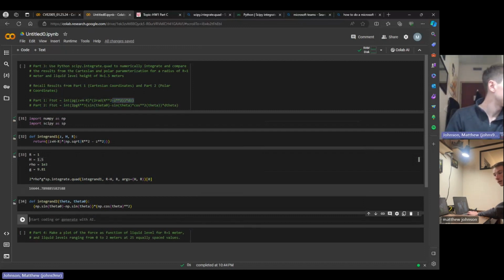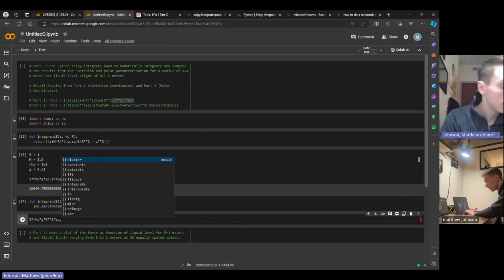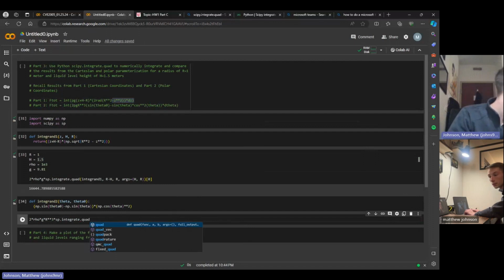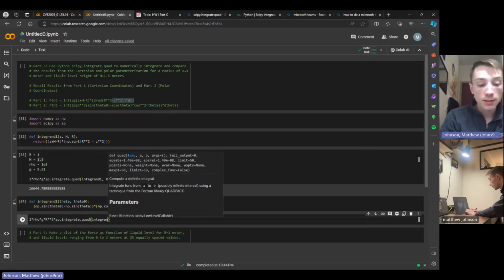So we've defined that. We can do our integral now. We have our constants defined here, so let's rewrite our integral expression. We have 2 times rho times g times r to the 3rd power times scipy.integrate.quadrature. And we're going to call integrand 2.